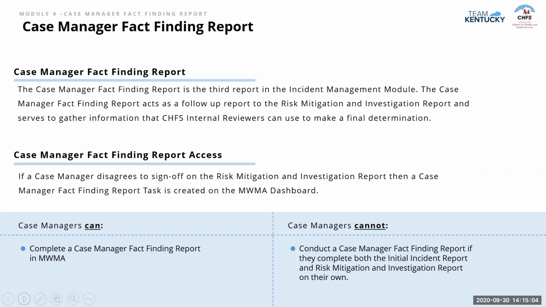So in terms of how we access this report, if you as a case manager disagree to sign off on the risk mitigation investigation report, the case manager fact-finding report task is created on your dashboard, right? We touched on that earlier, but if you disagree to sign off on that report, then you will receive a case manager fact-finding report task. So I just want to point that out. In terms of what you can do, you can complete a case manager fact-finding report, but you cannot conduct one if you've completed both the initial incident report and the risk mitigation and investigation report. So just something to point out before we jump into our actual system navigation.